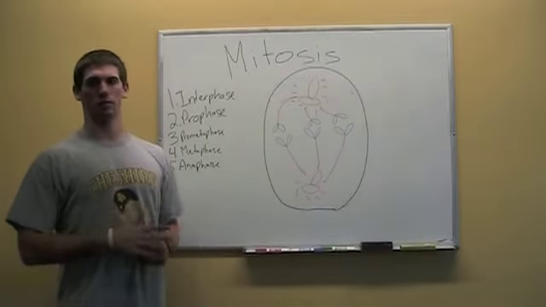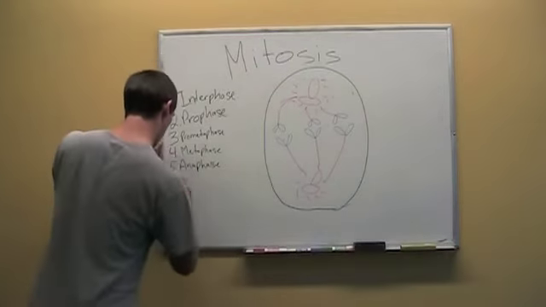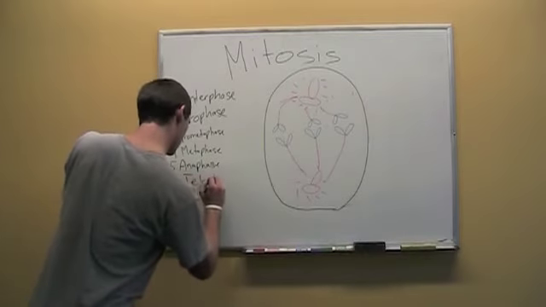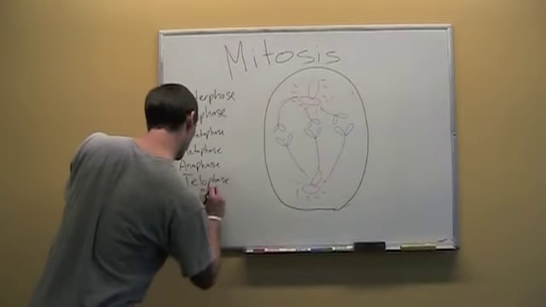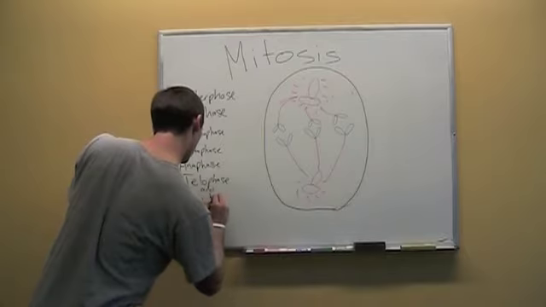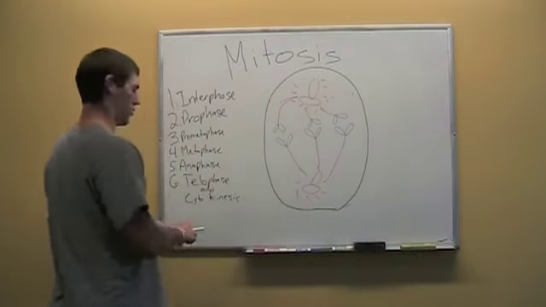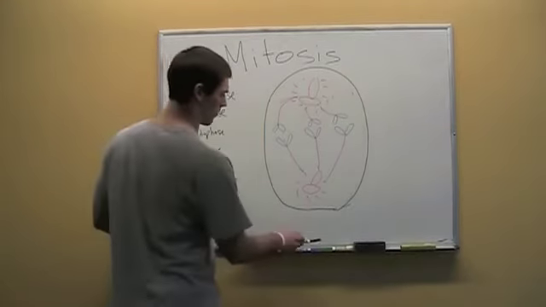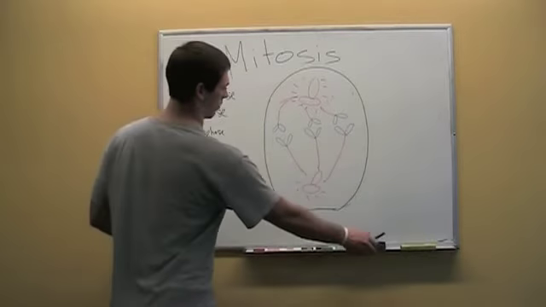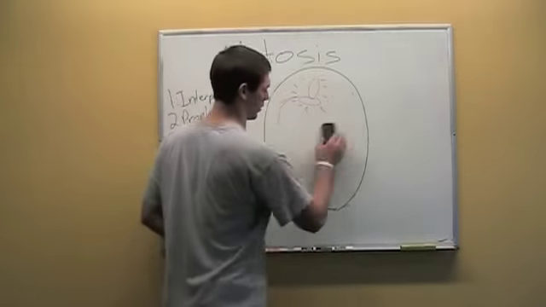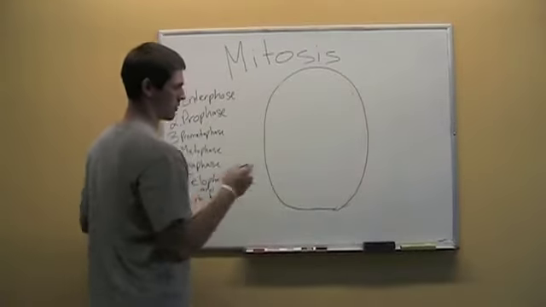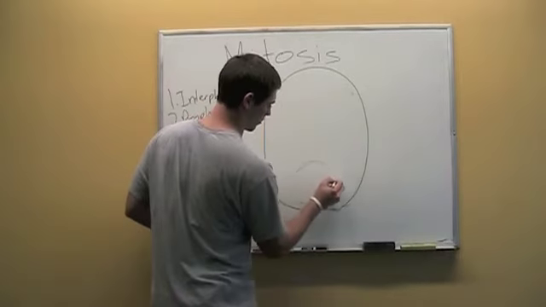The final stage is telophase and cytokinesis. In this stage, the sister chromatids move to opposite poles and begin to decondense into genetic material. This is the nuclear envelope reforming. And then a cleavage furrow occurs as seen before, and at the end, cytokinesis completely divides the cell into two new cells.